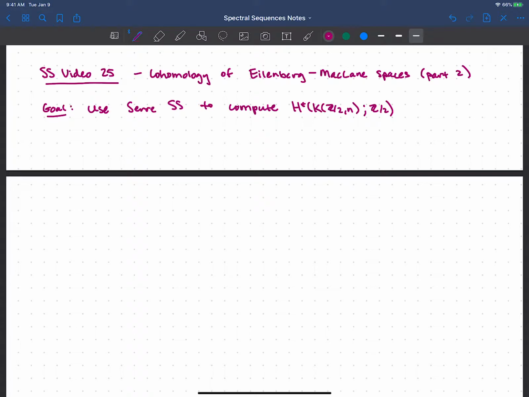And I've already given you this as an exercise, so you might wonder why bother, but we want to compute this not just as a ring, but as a module over the Steenrod algebra. So this is an unstable module.